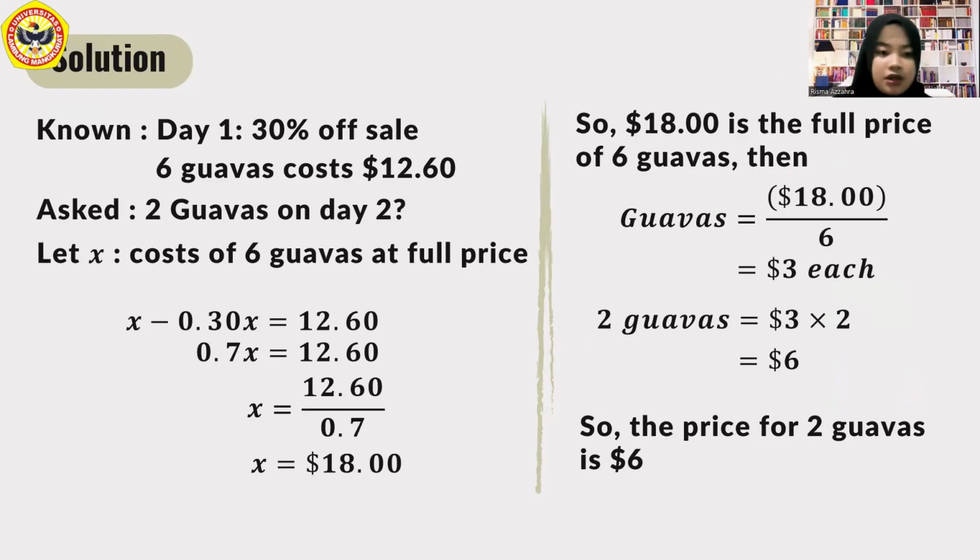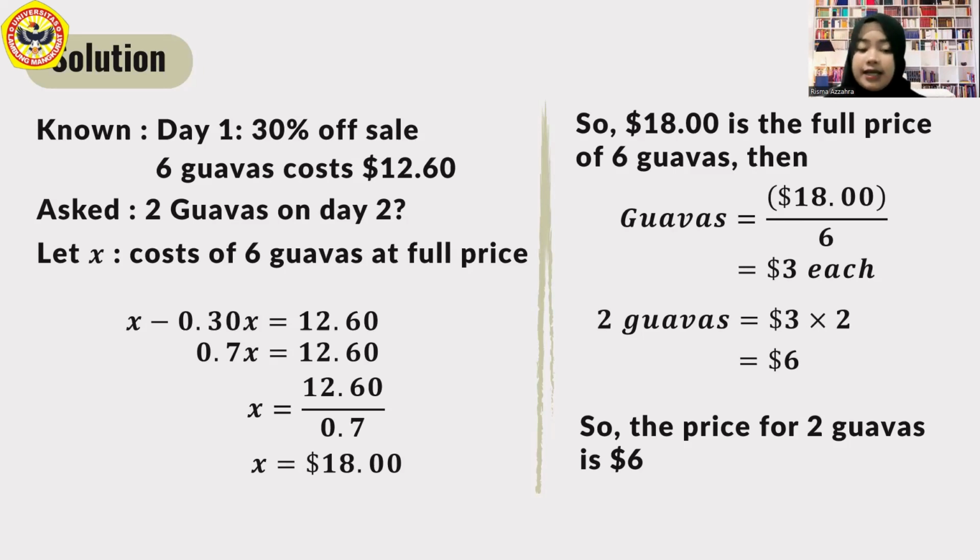So let x be the cost of six guavas at the full price. So x minus 0.3x equals $12.60. We have 1 in front of x, for those who can see it. So 1 minus 0.3 is 0.7, so 0.7x equals $12.60. So x is $12.60 over 0.7.